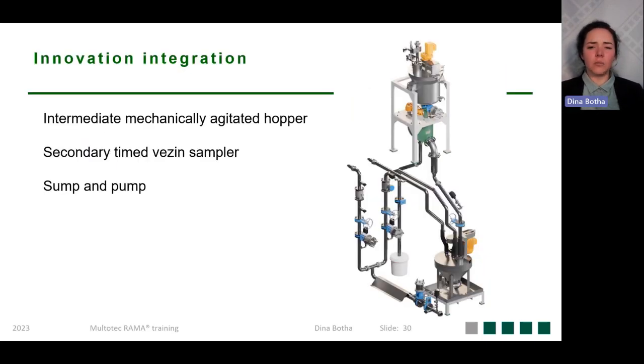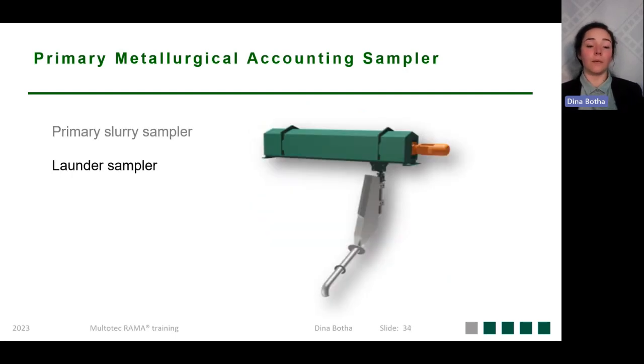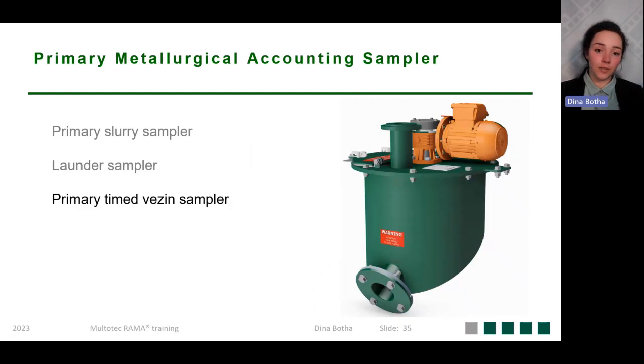Now, what is the RAMA system really? It consists of an intermediate mechanically agitated hopper, a secondary time-resin sampler, and a sump and pump. The innovation does not lie in the development of new equipment, but how we are innovatively integrating proven sampling equipment to suit our needs. Now, there is one very key word that I listed there, secondary time-resin sampler, indicating that somewhere in your plant, you already have a primary metallurgical accounting sampler, be it a primary slurry sampler, a primary launder sampler, or a primary time-resin sampler.